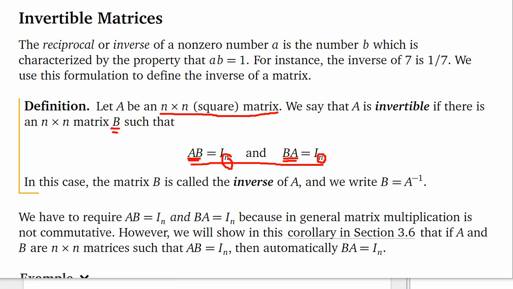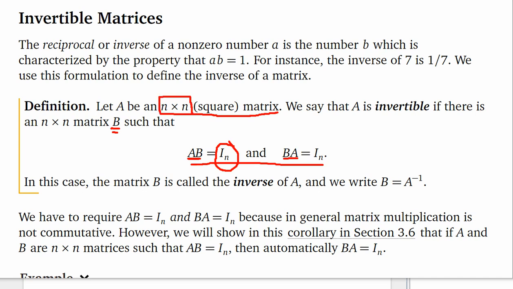So if A was a 2 by 4, then B would have to be a 4 by 2, and this one would be a 2 by 2. And then if I switch the order, I have a 4 by 2 times a 2 by 4, and so this would be the matrix I4, so it would be a 4 by 4. So that's why we have to have the square matrix. And you see that we're looking for a matrix B so that when I do the multiplication in either order, I get the identity matrix of size n.